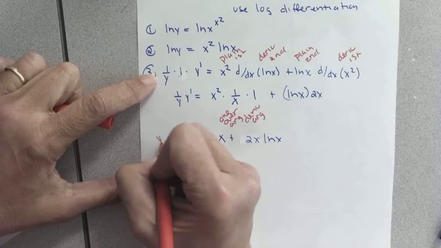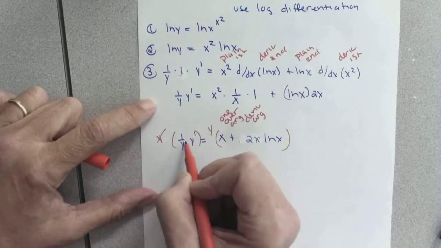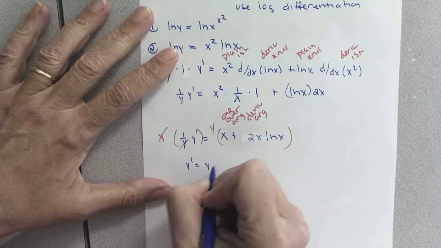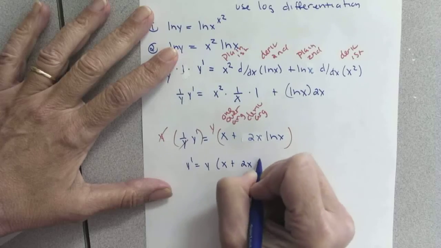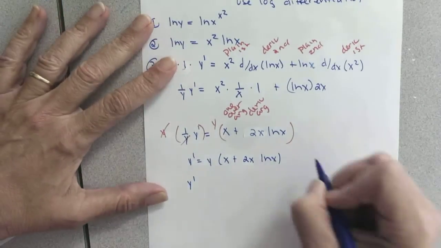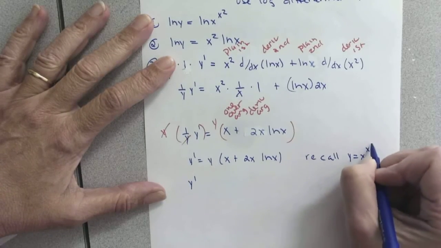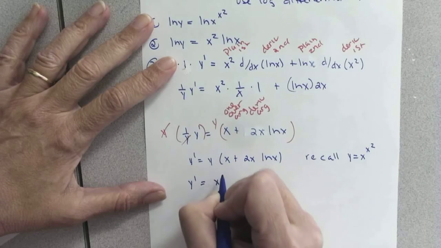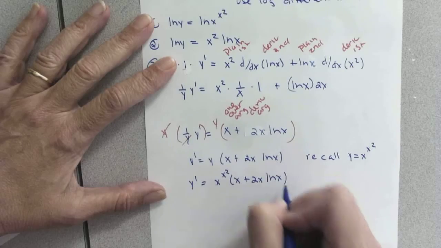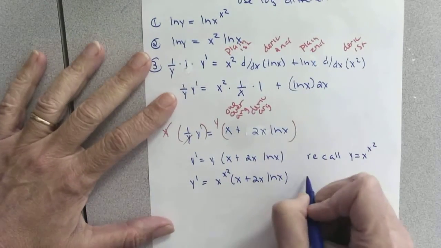And then I multiply both sides by y. Over here, those are going to cancel. And so I get y prime equals y times x plus 2x natural log of x. And then replace y with what it is equal to. Recall that y was x to the x squared. And so I get x to the x squared times x plus 2x natural log of x. And that is a perfectly good and happy answer. That is good enough.